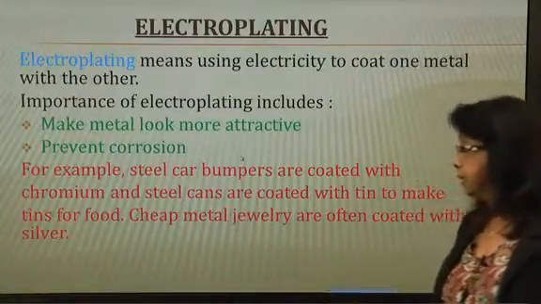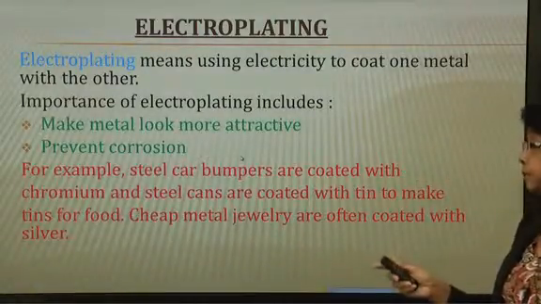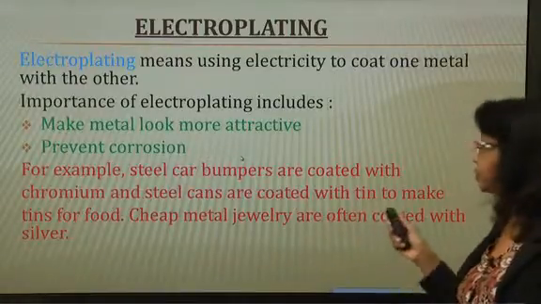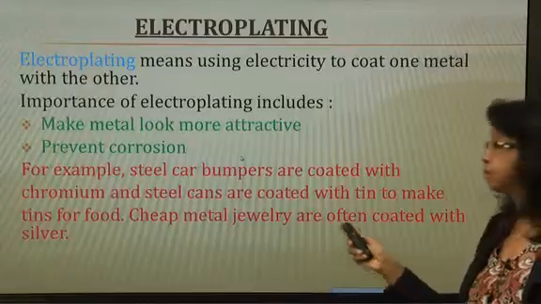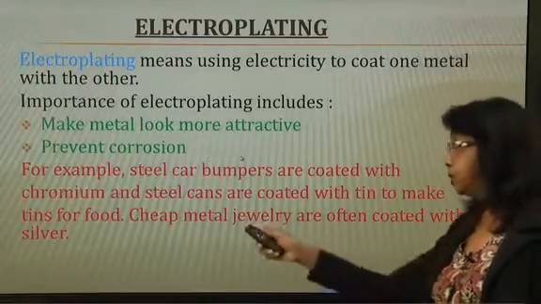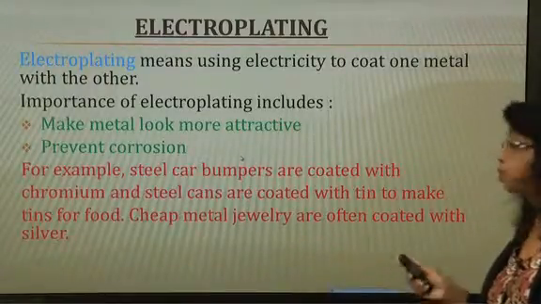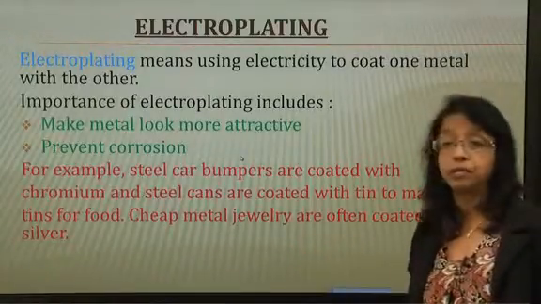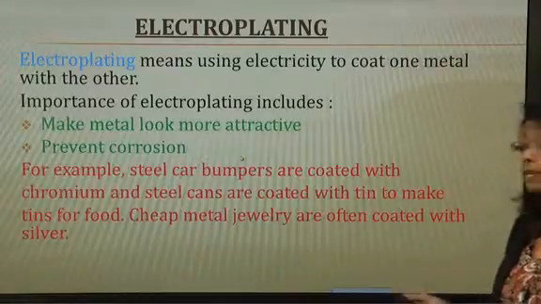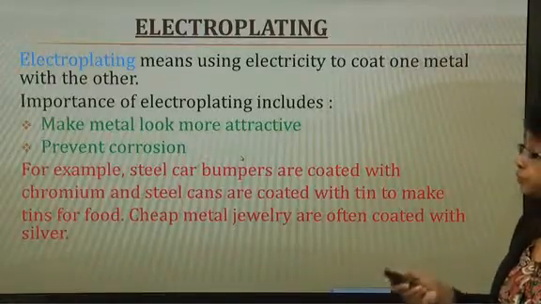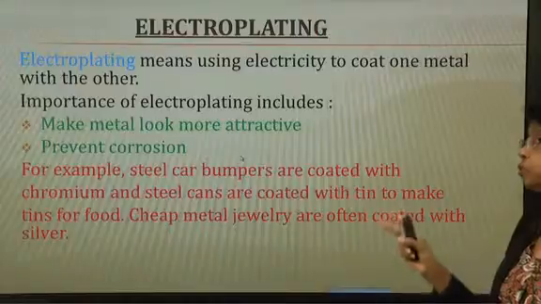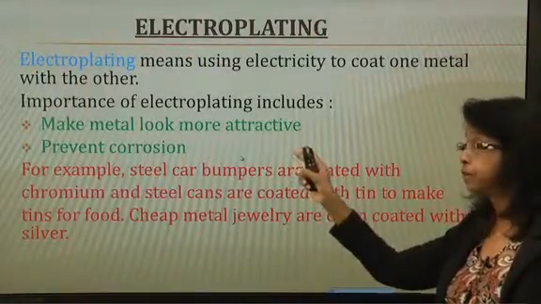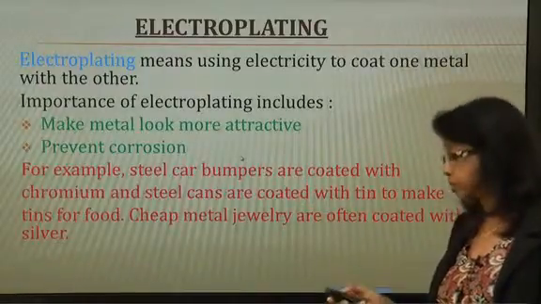For example, steel bumper cars are coated with chromium, and steel cans are coated with tin to prevent them from rusting. And also cheap metal jewelry is often coated with silver, simply because you can't use silver for the whole thing, it's too expensive. But if you coat it, then it gives it a good finish. So electroplating is used for two purposes. One, to make it look more attractive, more saleable. The second one is to prevent corrosion.